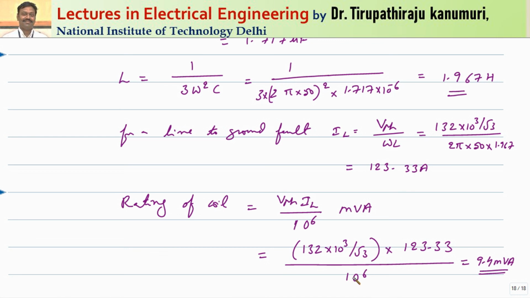So in this way, you have to solve the Peterson coil or arc suppression coil related numericals. I hope how to solve the numericals on Peterson coil, how to get the resonance and how to make your fault current 0 are clear to you.